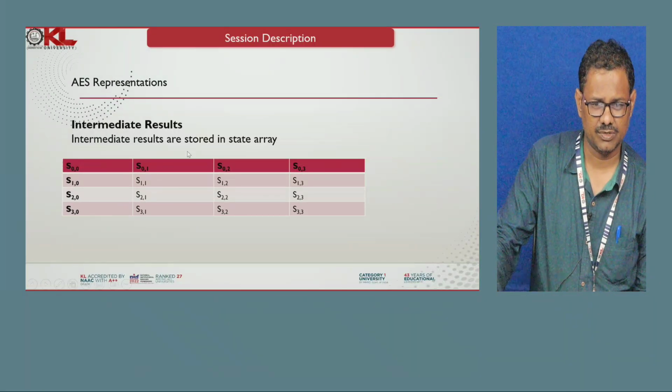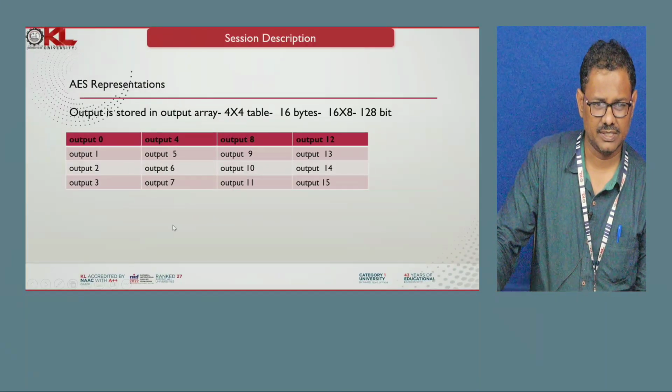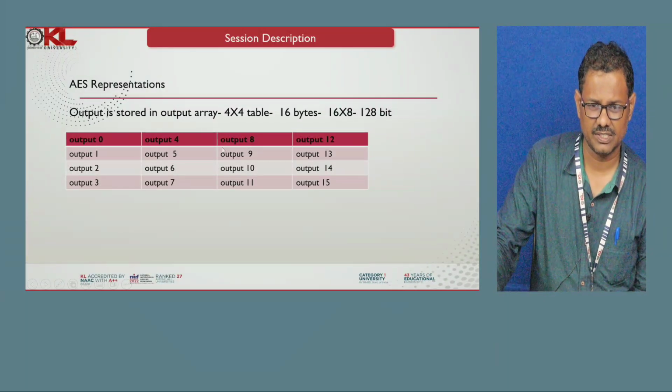Intermediate results are stored in the state array: S00, S10, S20, S30 like this. Then S01, S11, S21, S31 like this. So the AES output is stored in the output array, 4 by 4, output 0, output 1 like this, up to output 15, 16 bytes. By giving 16 bytes of input, we get 16 bytes of output.